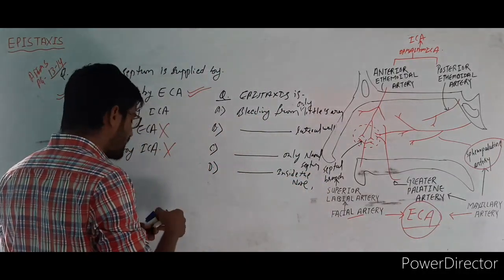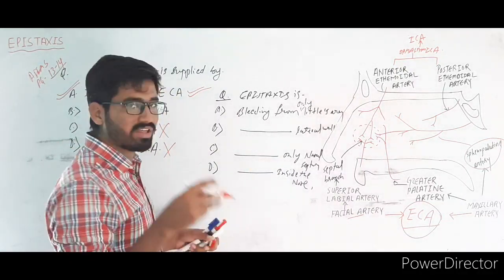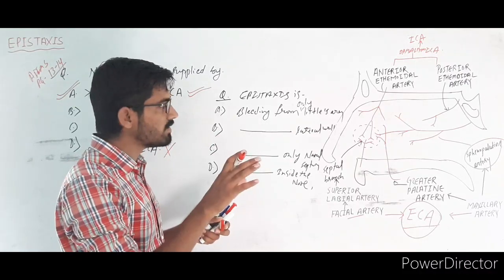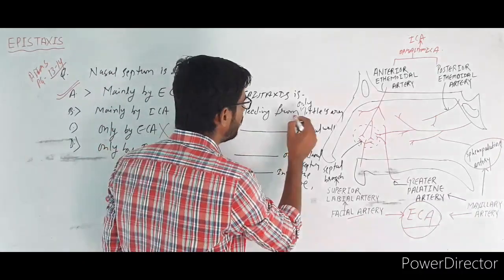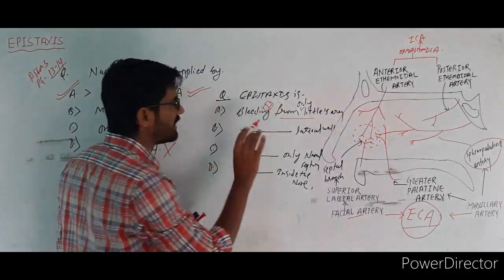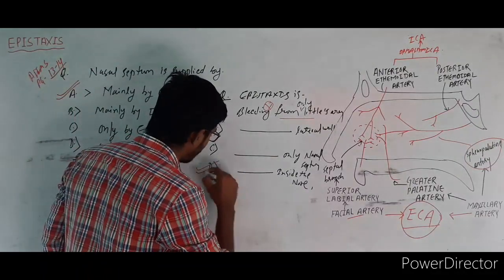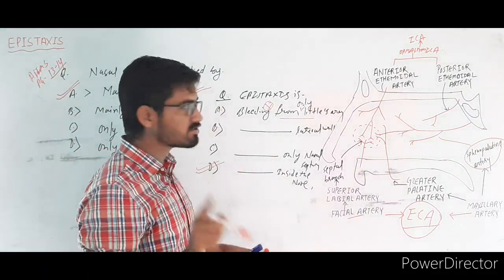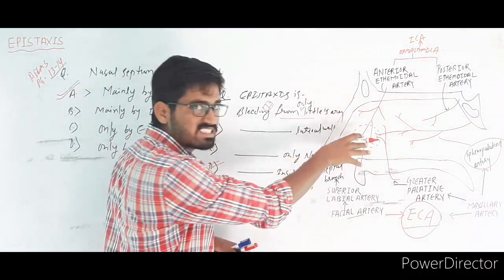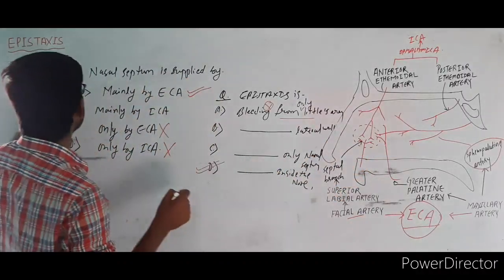The correct answer is bleeding from inside the nose. Students mainly have a misconception. They think that epistaxis means bleeding only from Little's area. That is the wrong concept, right? Bleeding from Little's area is also epistaxis, but bleeding from inside the nose is called epistaxis. It may be from Little's area or from the lateral wall.